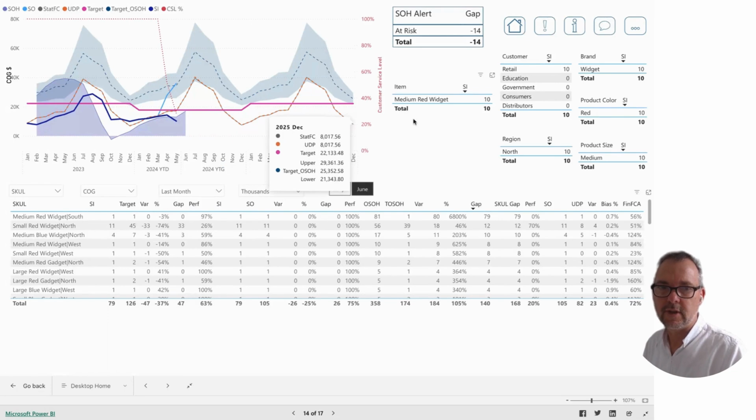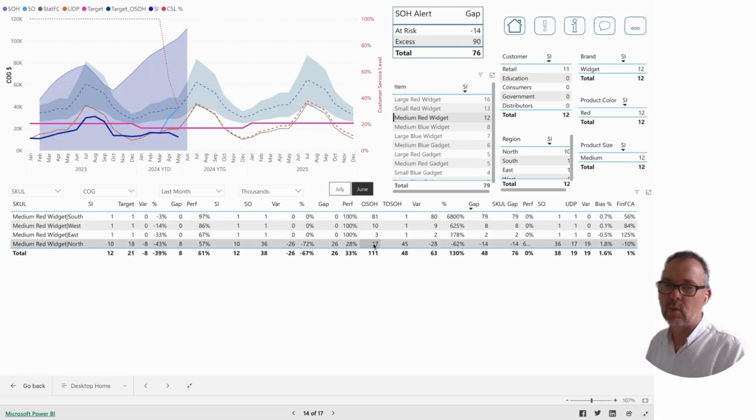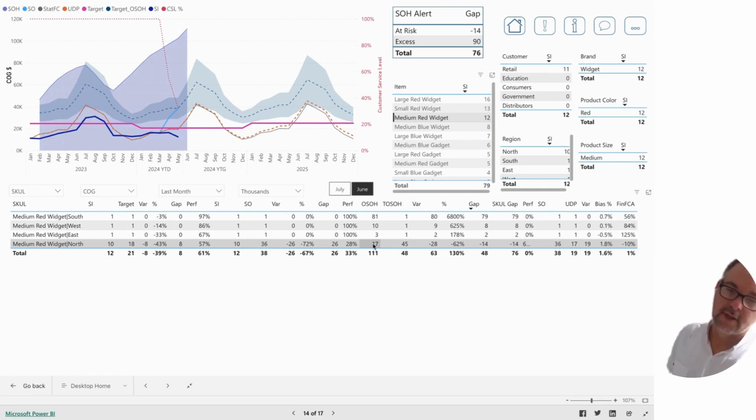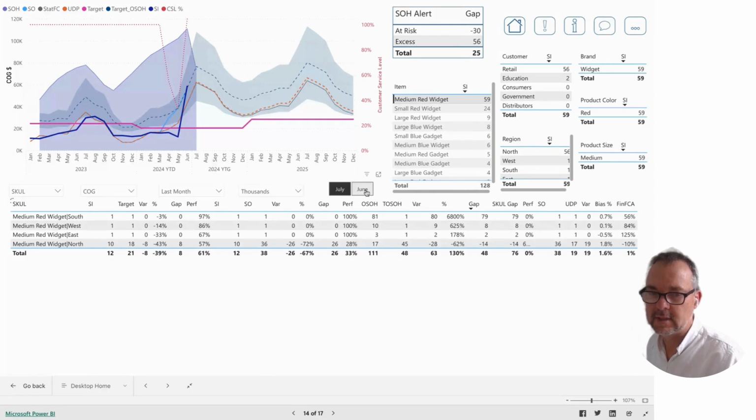So the obvious solution here, as we saw in the previous video, is that we need to move stock from the south region to the north region. Now, if we do that, what happens? Well, what we couldn't see in the last video was a cycle change. This is information that we're looking at for June. If we imagine what this would look like if we did actually move that stock across, what would we see? Well, let's click on July and we see the answer.